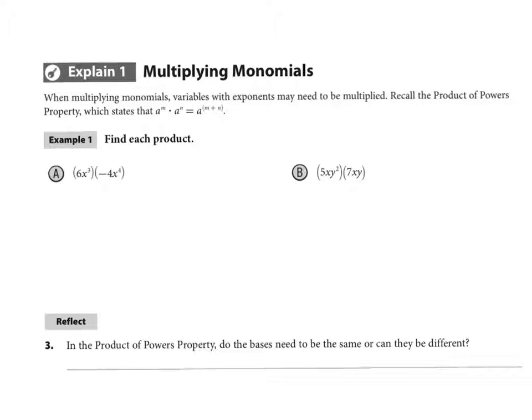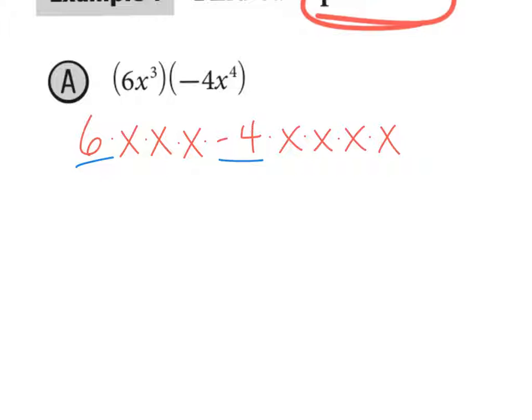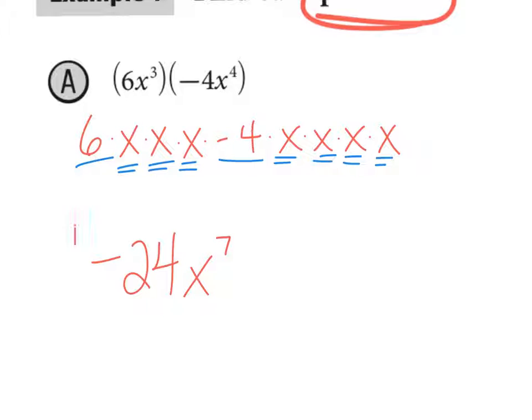Okay, so we're going to do 1 or 2 examples of each kind. This first set is just multiplying monomials. So this is when I've got kind of some simpler things going on. If anytime it says product, that just means to multiply. All right, so example A here, if we want to do the when in doubt, expand it out, we can. That's going to give us 6 times x times x times x times negative 4. And then there's 4 x's. And when I regroup, I've got 6 times negative 4, negative 24. And 1, 2, 3, 4, 5, 6, 7 x's, so x to the seventh.